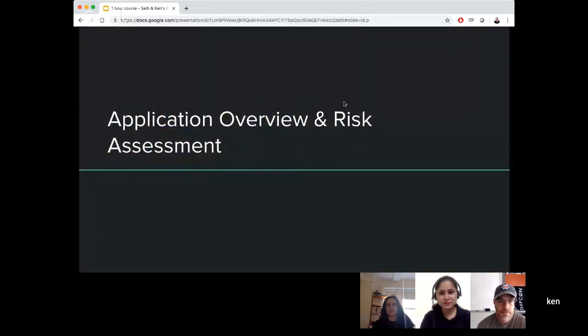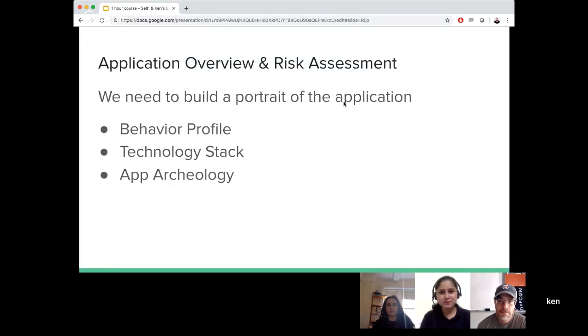That's the thing that we're about to talk about now, which is application overview and risk assessment. So you need to build an understanding of what the application is, what its behavior is, meaning what it's there for, what its business purpose is. Is it just an API? Is it a web front end with an API?